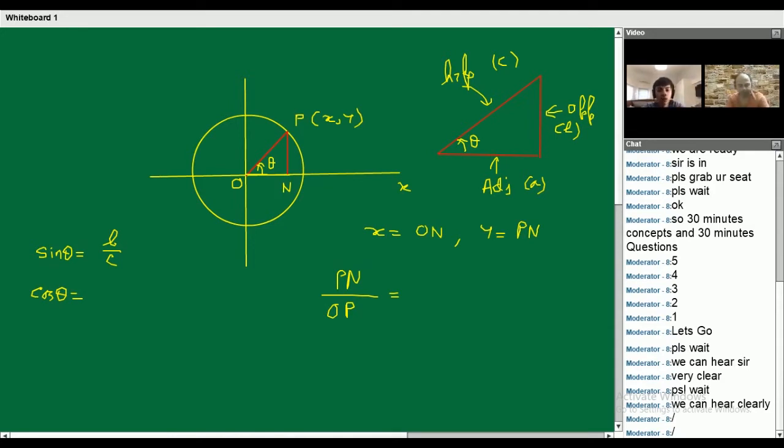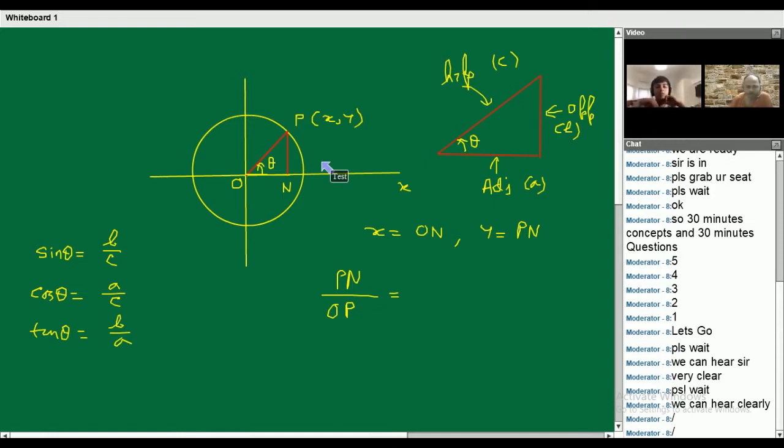Cos will be adjacent upon hypotenuse. Great. What about tan theta? Tan will be opposite upon adjacent. So it means B over A. Great.